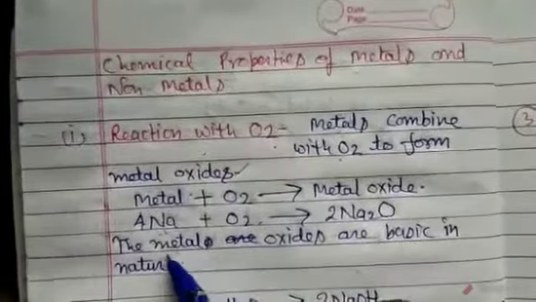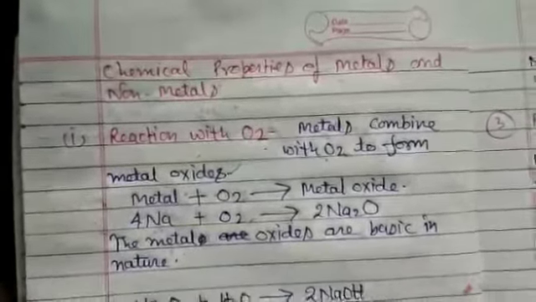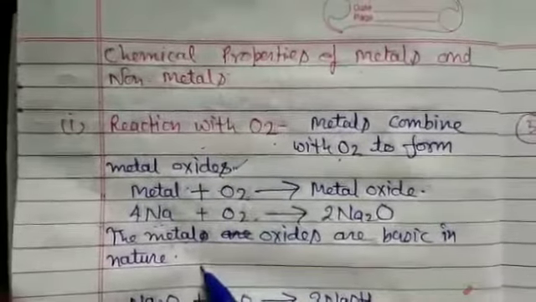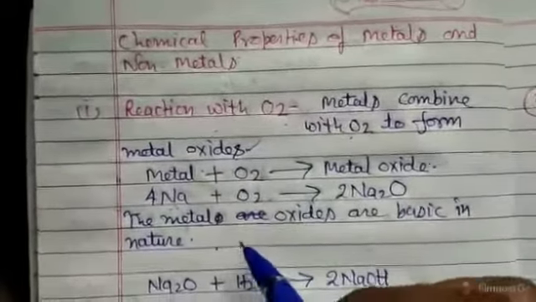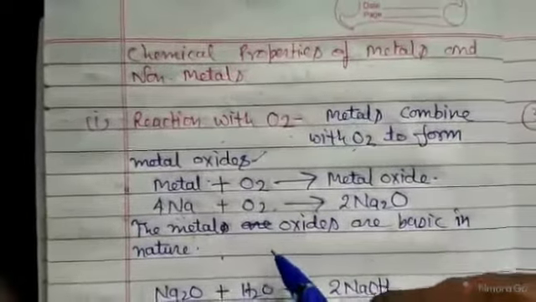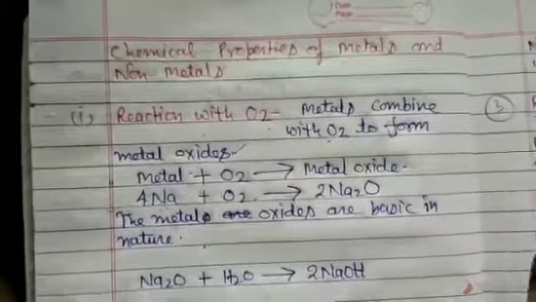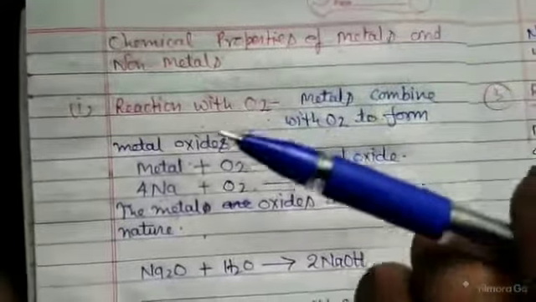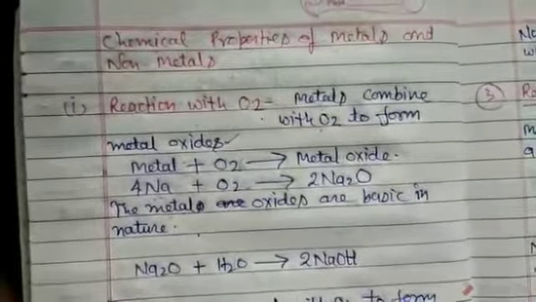Basically, metal oxides are basic in nature. How do we know that these metal oxides are basic? Because when dissolved in water, they form bases which turn red litmus to blue. If you add metal oxide to red litmus paper, it will convert to blue litmus. It means they form bases which turn red litmus blue.